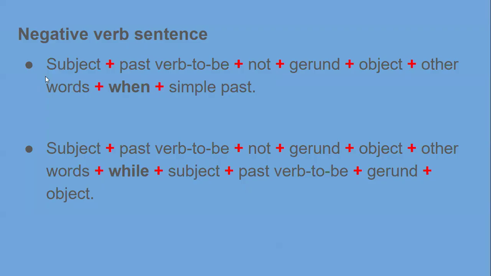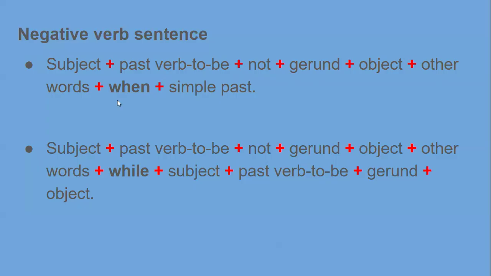But let's quickly go through the words that make up the past continuous tense negative verb sentence one by one. First, you need the subject. After the subject, you need the past verb to be. And then, of course, you need to negate it, meaning to make it negative by putting not. And then the gerund, the object after the gerund, other words after the object.